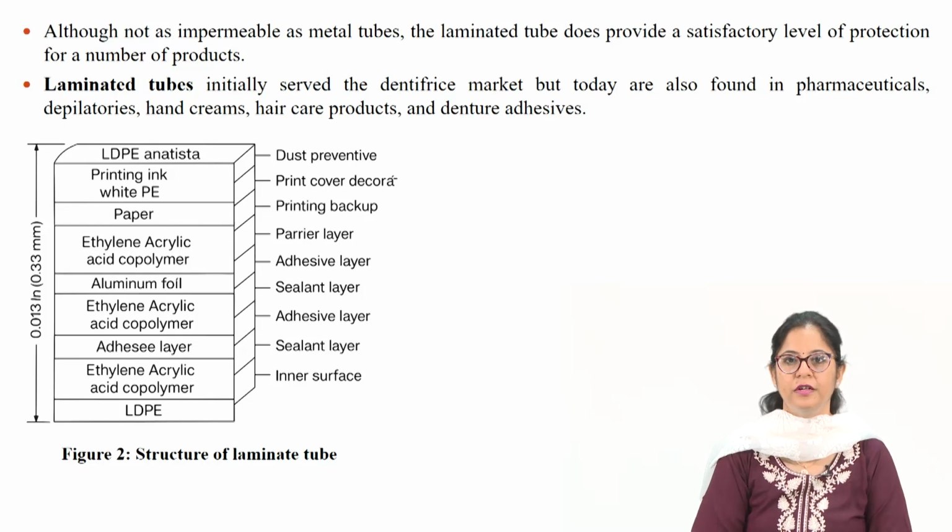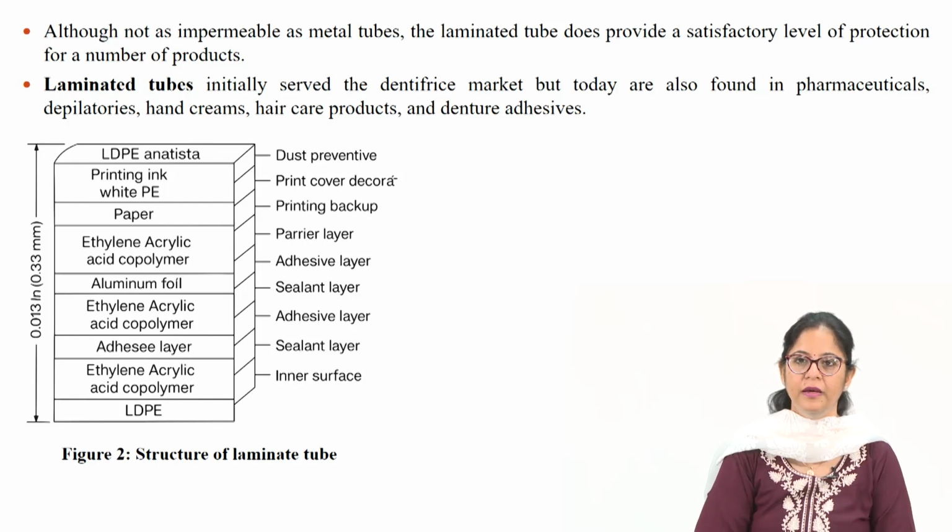So, this is the structure of the laminate tube, starting from the inner surface: sealant layer, adhesive layer, sealant layer, adhesive layer, barrier layer, printing backup, print coat decoration and then the dust preventive layer. So, this is how a laminate tube looks when it is being prepared.